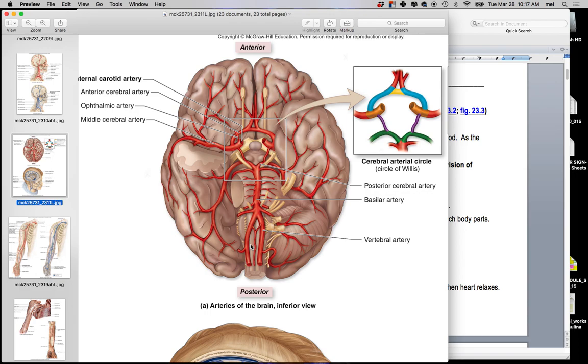So this circle that you have in the middle there is a phenomenal example of collateral circulation. It's called the circle of Willis, or a cerebral arterial circle. And this whole collateral circulation to the brain thing is the reason that I'm still alive.